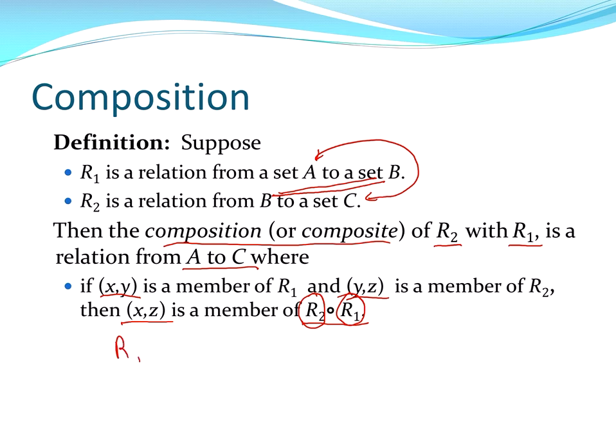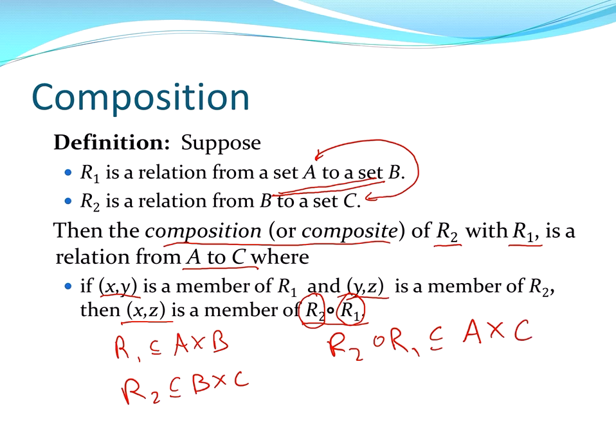So R1 is a subset of A cross B. R2 is a subset of B cross C. And R2 composed with R1 is a subset of A cross C. What is R1 composed with R2 in this example? Well, it's undefined because A does not equal C, at least as far as we know.